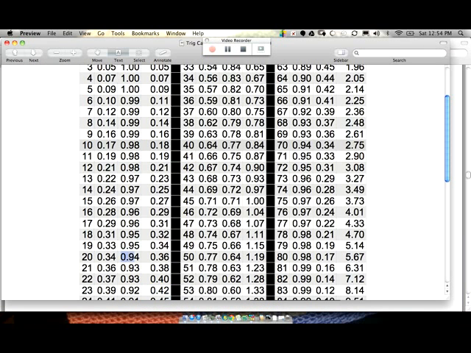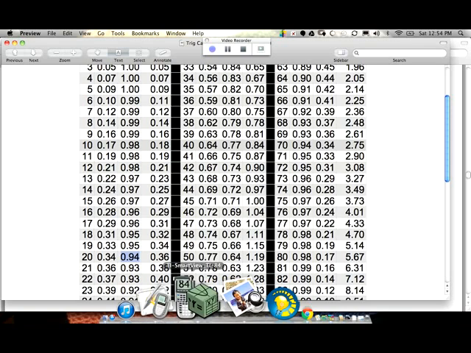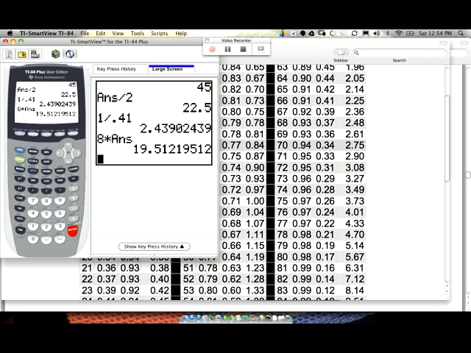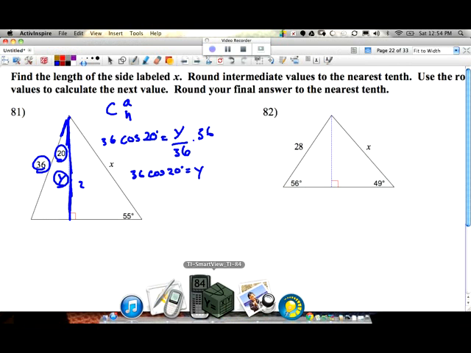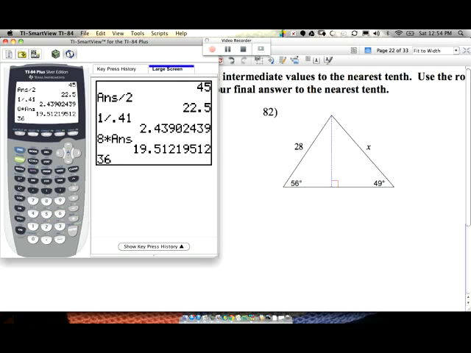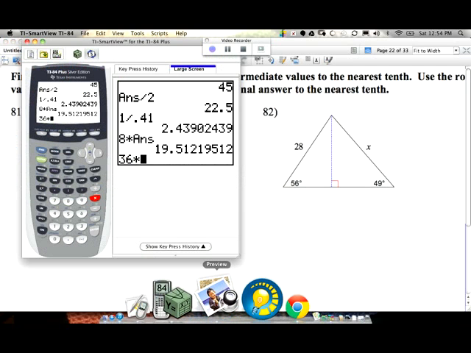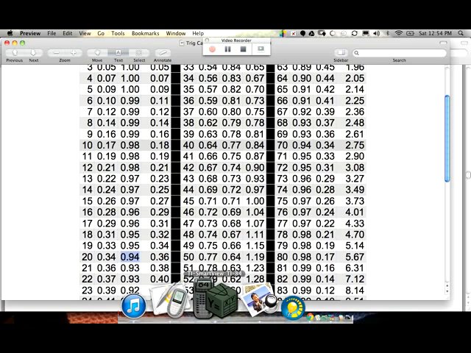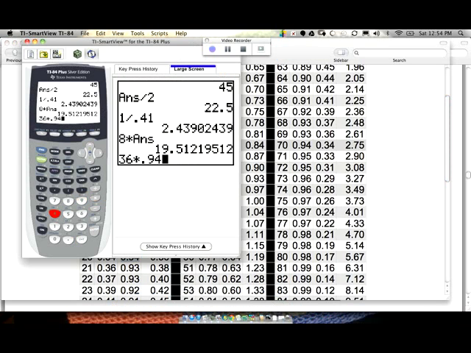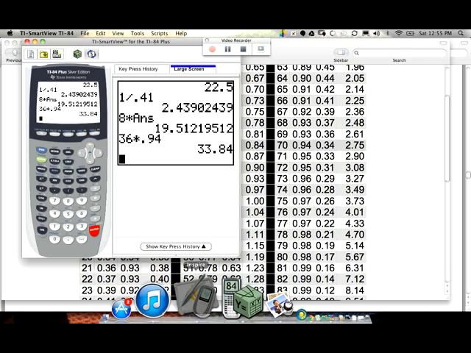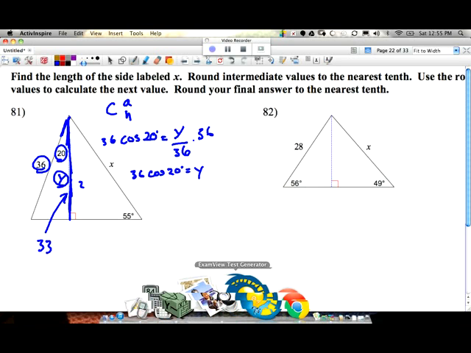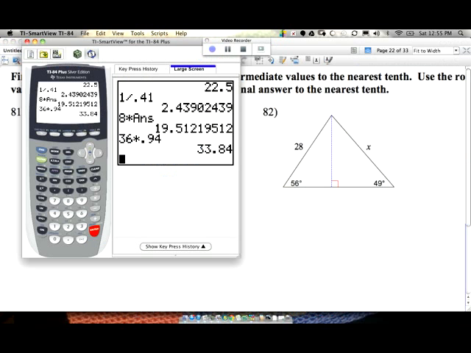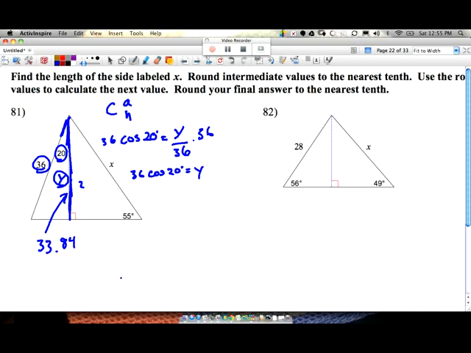We go to 20 degrees, cosine is the middle column, so that's going to be 0.94. And then I'm going to do 36 times 0.94. That gives us 33.84. So back here, that piece right there is 33.84 for the triangle that I was just working with, but it's also 33.84 for this triangle here.